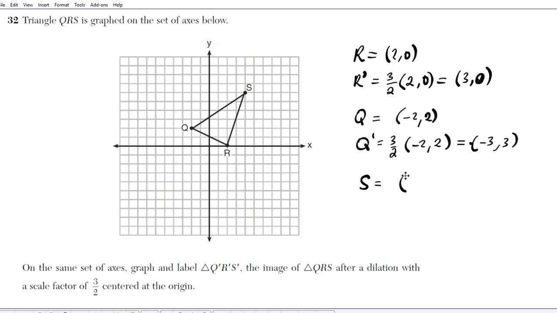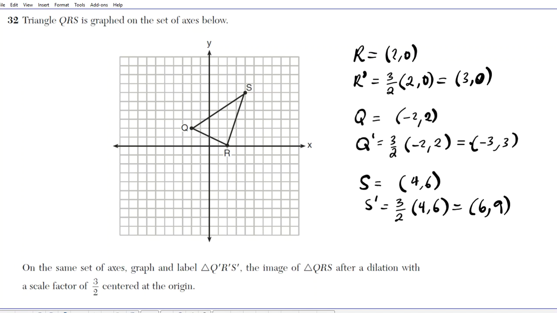Point S is 4, 6. So to get point S prime, we'll dilate by a factor of 3/2, centered at the origin. Okay, when we distribute, 2 goes there, 2 times 3 is 6. 2 goes there, 3 times 3 is 9. So 6, 9.